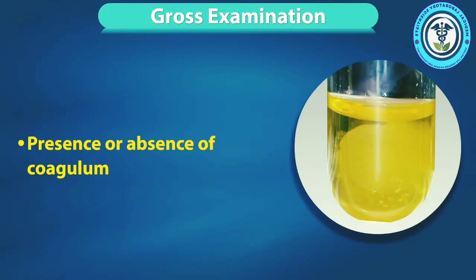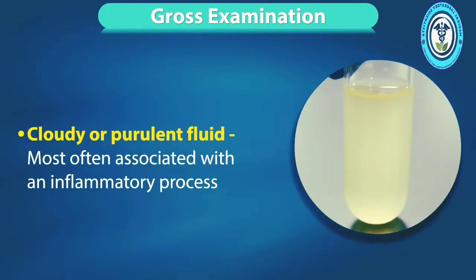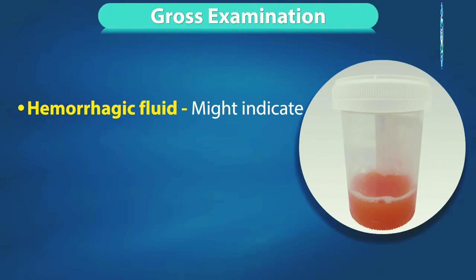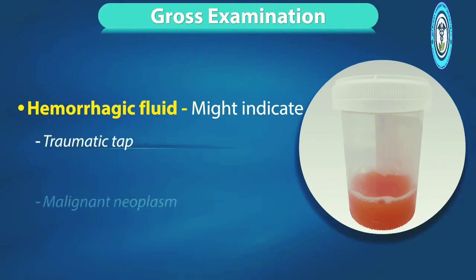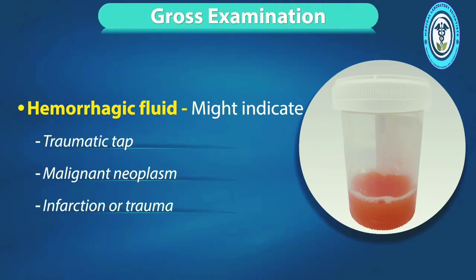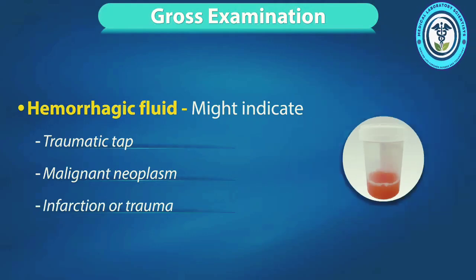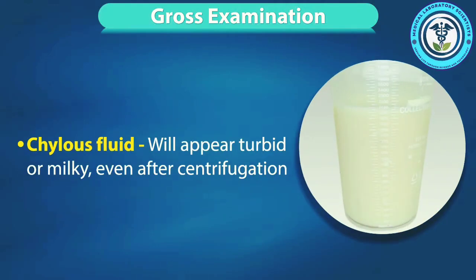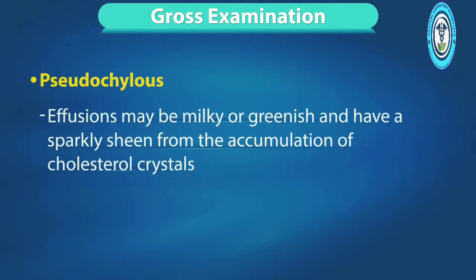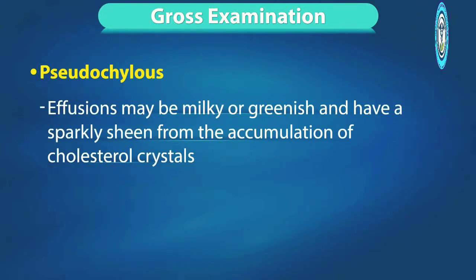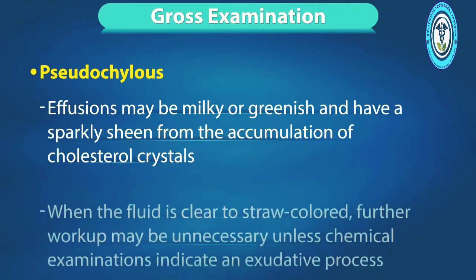Presence or absence of coagulum. Cloudy or purulent fluid is most often associated with an inflammatory process. Hemorrhagic fluid might indicate a traumatic tap, malignant neoplasm, infarction, or trauma. A chylous fluid will appear turbid or milky even after centrifugation. Pseudochylous effusions may be milky or greenish and have a sparkly sheen from the accumulation of cholesterol crystals.